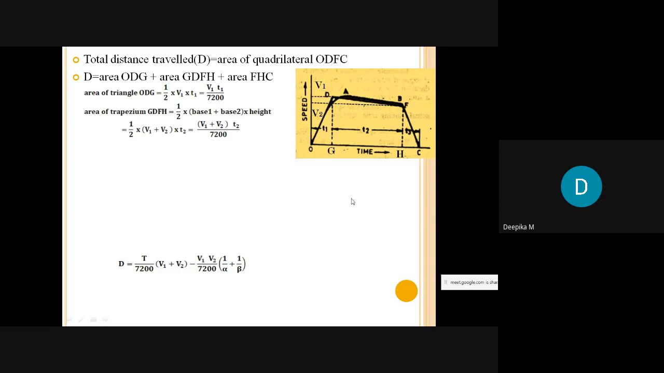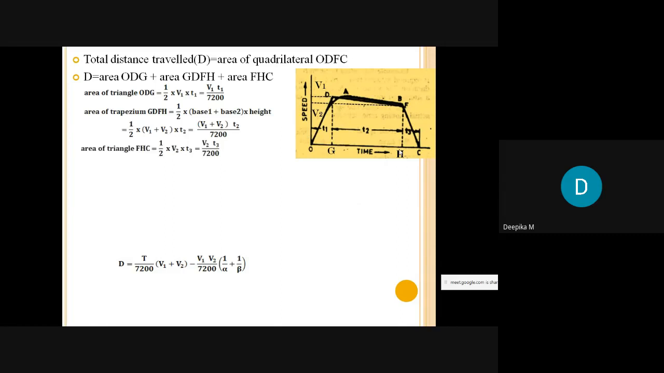Or I can say in this way, this is base 1, base 2, and this is the height. So therefore it is half into (base 1 is the V1 and this is the V2), and T2 is nothing but the height or width, I can say. And upon simplifying, it is nothing but (V1 plus V2) into T2 divided by 7200.